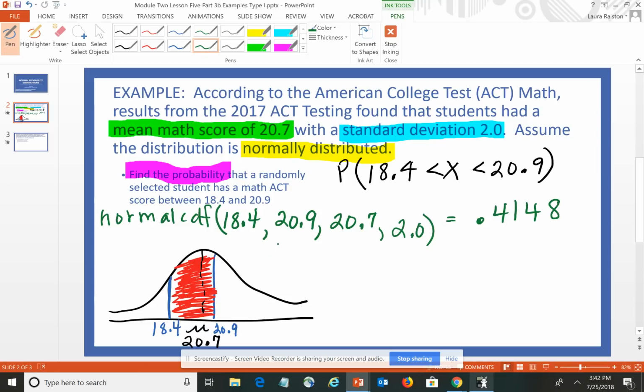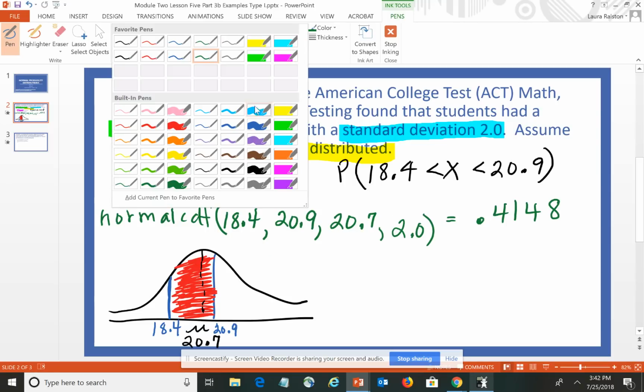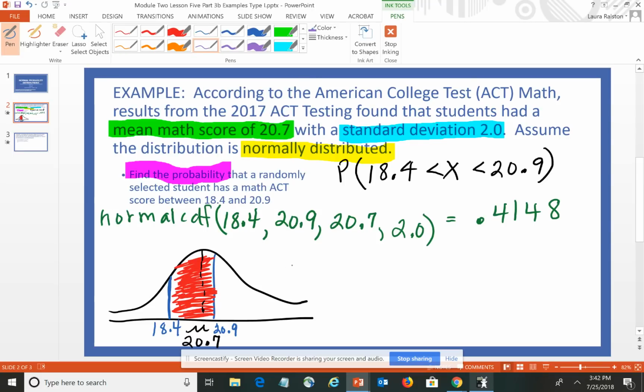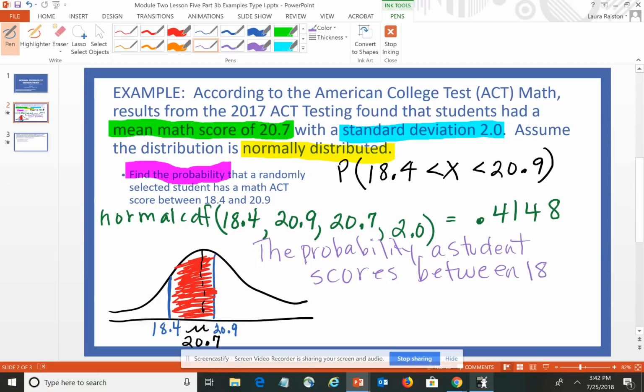Rounding to 4 places, that's going to give us a value of 0.4148. So again, if you think about what that really means, what's the interpretation of that information? What that means is the probability a student scores between 18.4 and 20.9 is 0.4148, or approximately 41%.